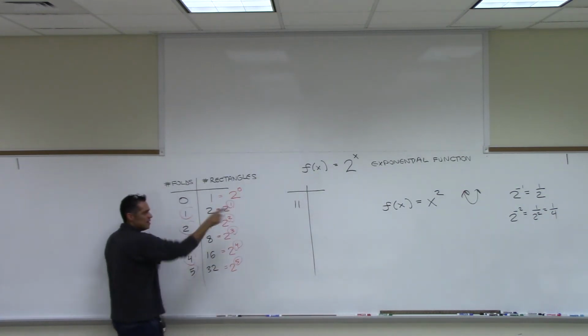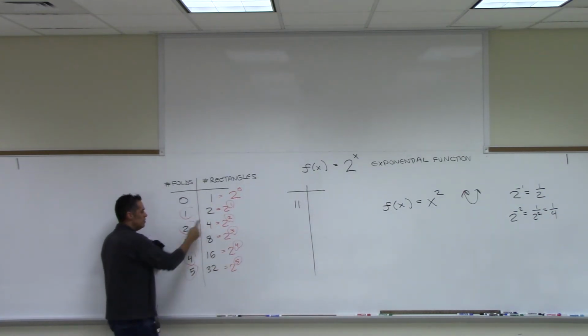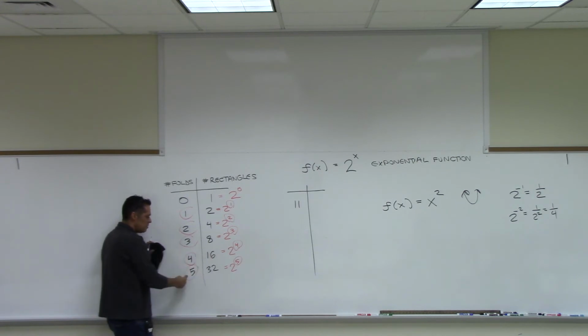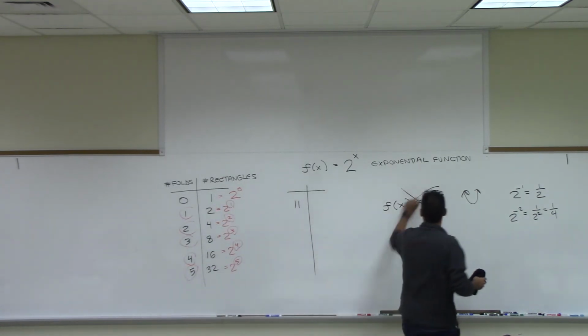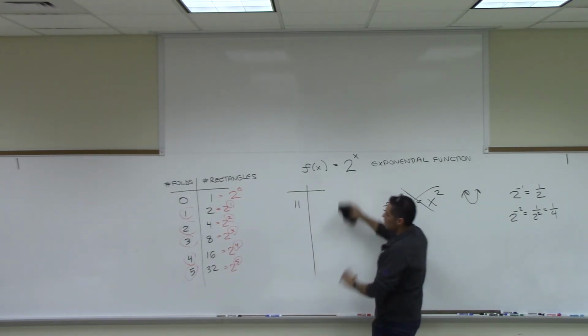If we try this into that function, 1 squared is 1, not 2. 2 squared is 4. But 3 squared would be 9, not 8. 4 squared would be, well, that works, doesn't it? 16? But what's 5 squared? 25, not 32. So see, this one doesn't work. Works sometimes, not all the time. This one works every time.